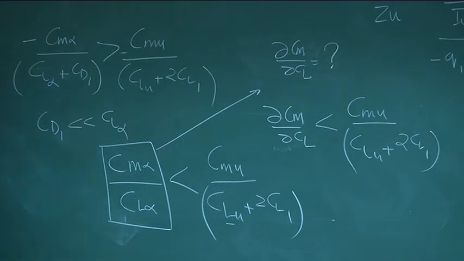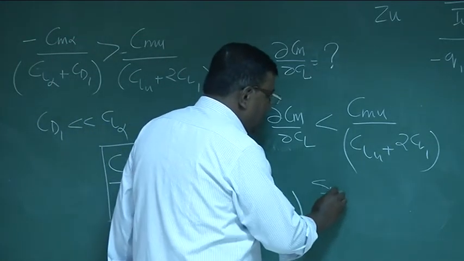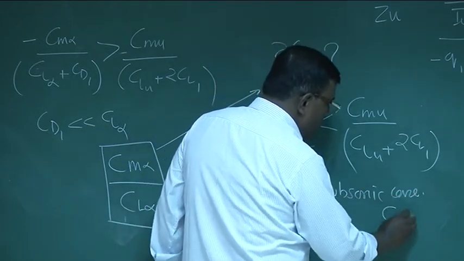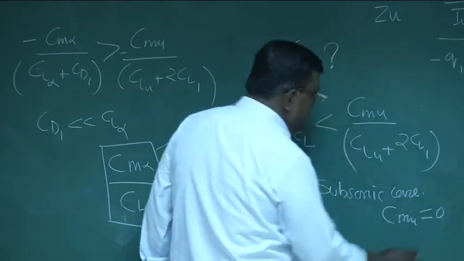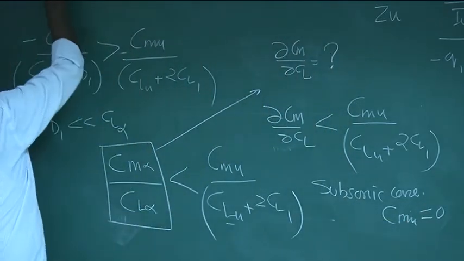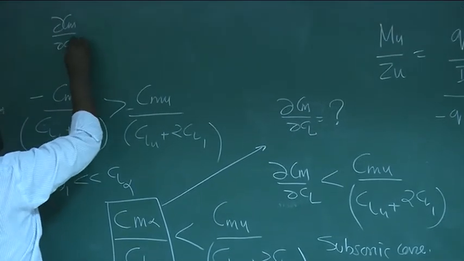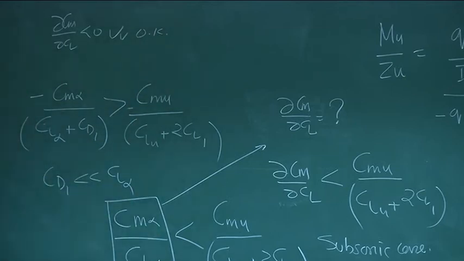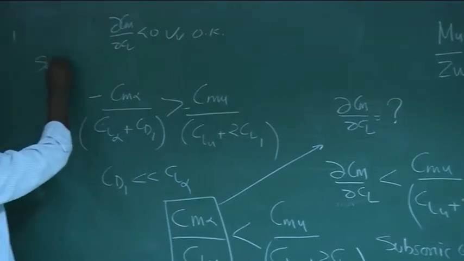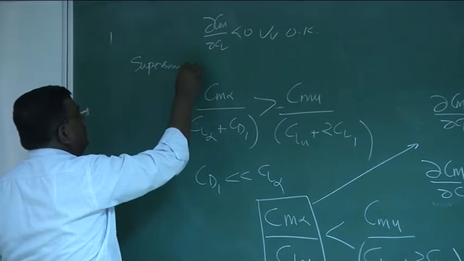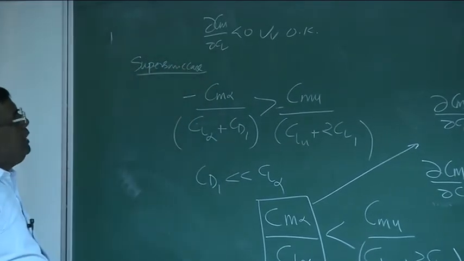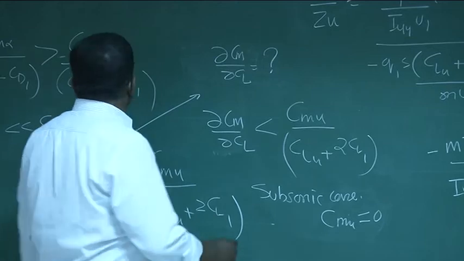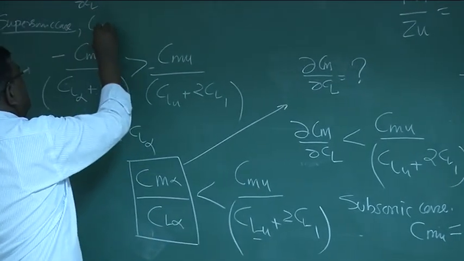Now, for a subsonic case, CMU is equal to 0. So naturally, we have this condition, dCM by dCL less than 0. We are okay with this, right? But for the supersonic case, CMU will be negative. CMU is less than 0.